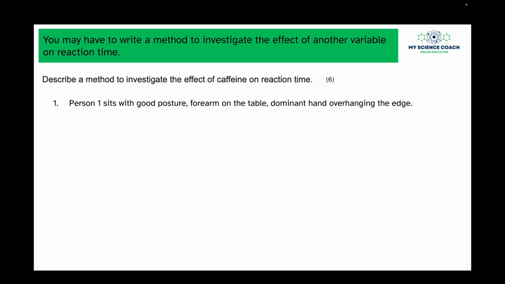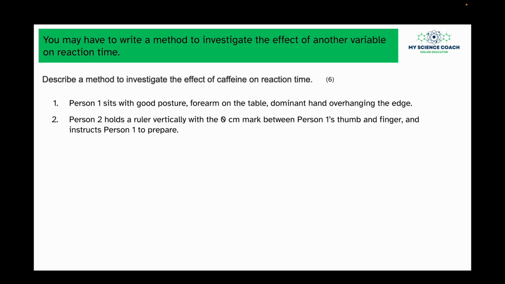So the first thing, you get one person to sit with good posture. They put their forearm on the table and they're going to put their dominant hand overhanging the edge. That is step 1. Okay? They're setting up those control variables. We've got a second person here. He's now going to hold the ruler over their hand, and it needs to be vertical.